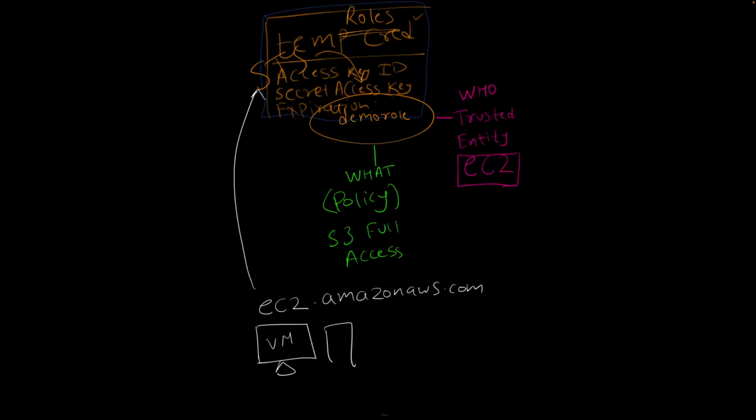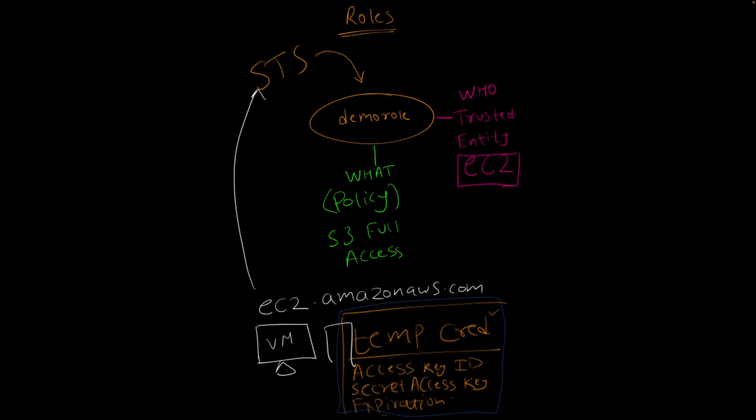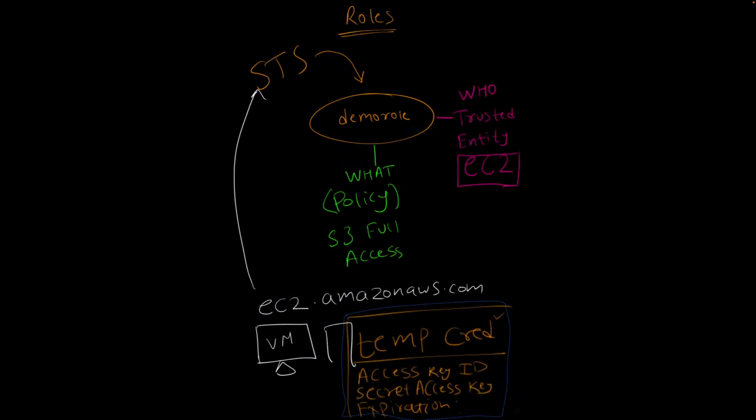It is created by STS and then granted to this virtual machine, right? This virtual machine now has got an access key ID and secret access key. Do you recollect? These are the two important components you need, right? And then the permission itself says S3 full access.